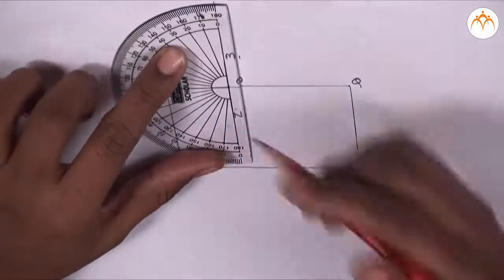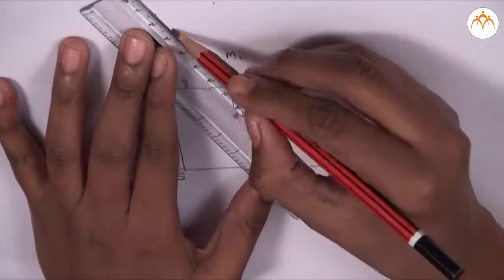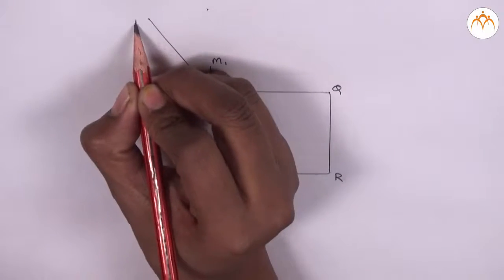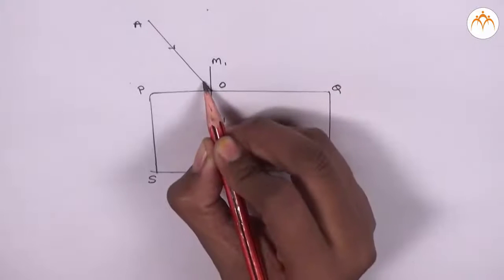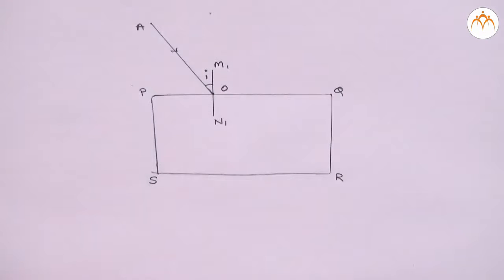Then we draw a ray passing through O and making an angle of 30 degrees. Let us call it AOM1. This ray is called the incident ray and the angle is the angle of incidence. So we are doing this experiment with the angle of incidence 30 degrees. Remember that 30 degrees is the angle between AO and M1O.